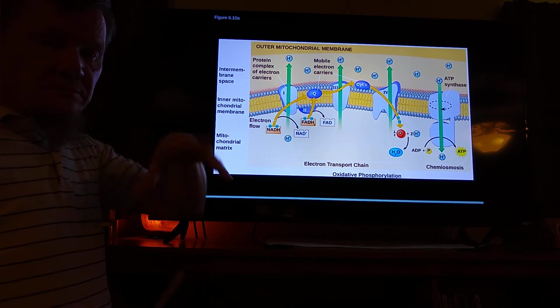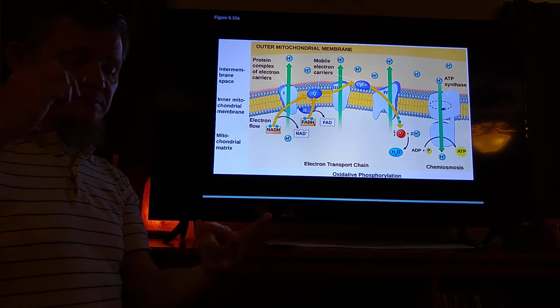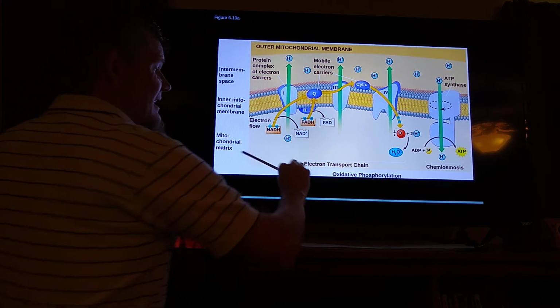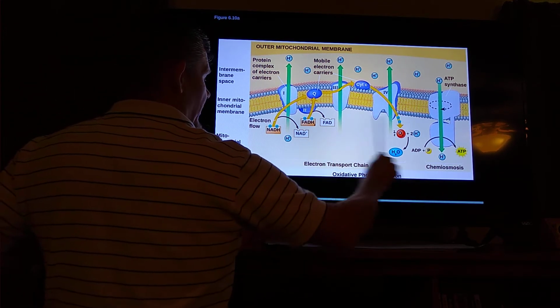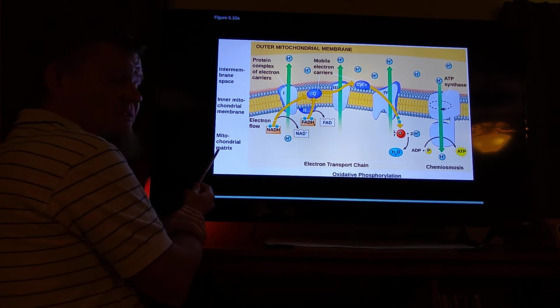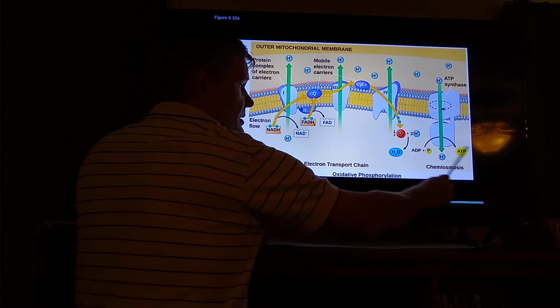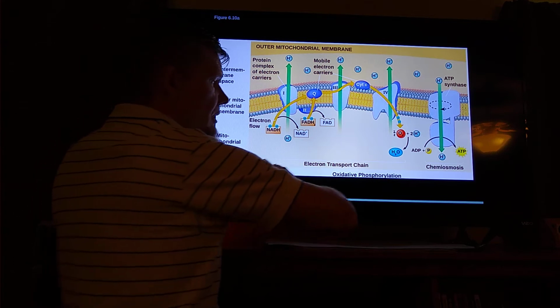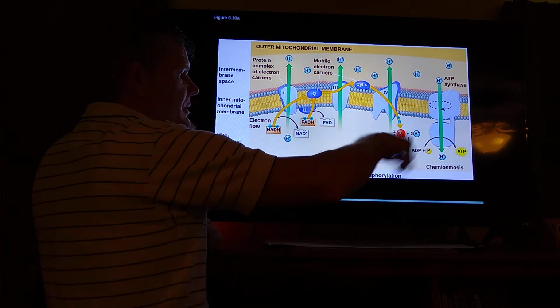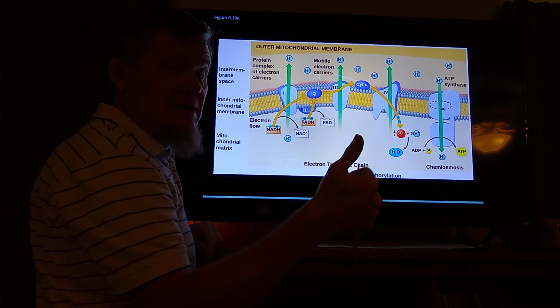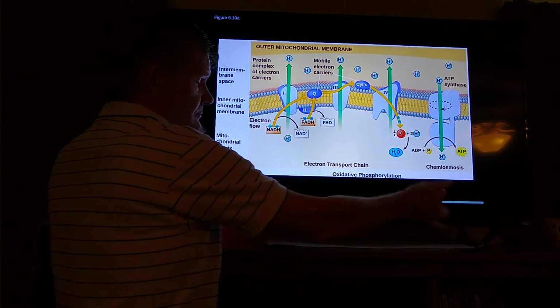Step 1.5 and step 2 happen within the mitochondrial matrix. This area here is the matrix of the mitochondria. It's the goop inside of that center membrane. So my step 1.5 is happening in here. My step 2 is happening in here. So all of those NADHs that we're making are being created here.